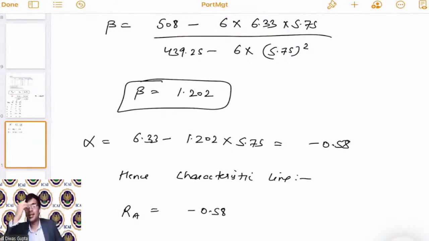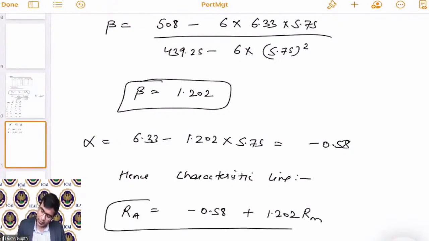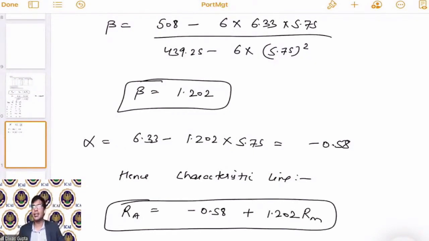Now students, please tell me, what does the minus 0.58 mean? If the return in market goes as 0, the stock will give you a return of negative 0.58. This is what it means. So the return on stock will be negative to the extent of 0.58, plus beta 1.202 multiplied with the return in market. This is what the line equation says.